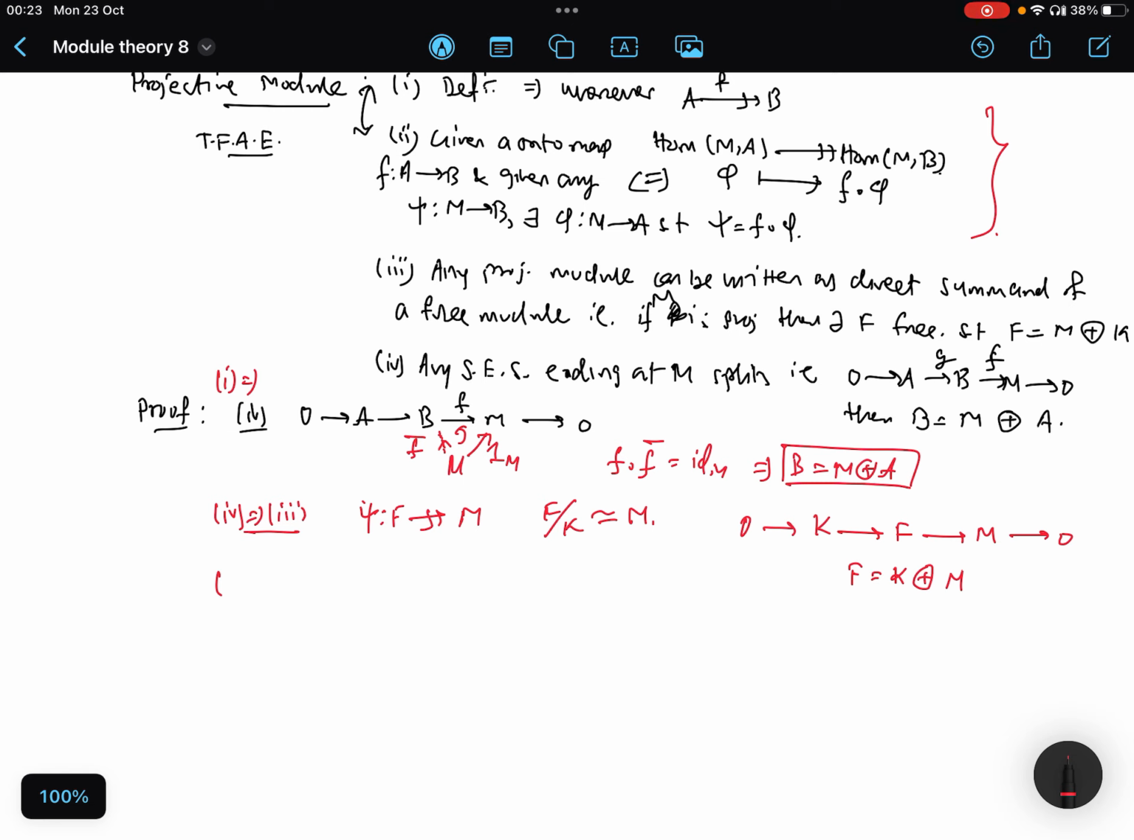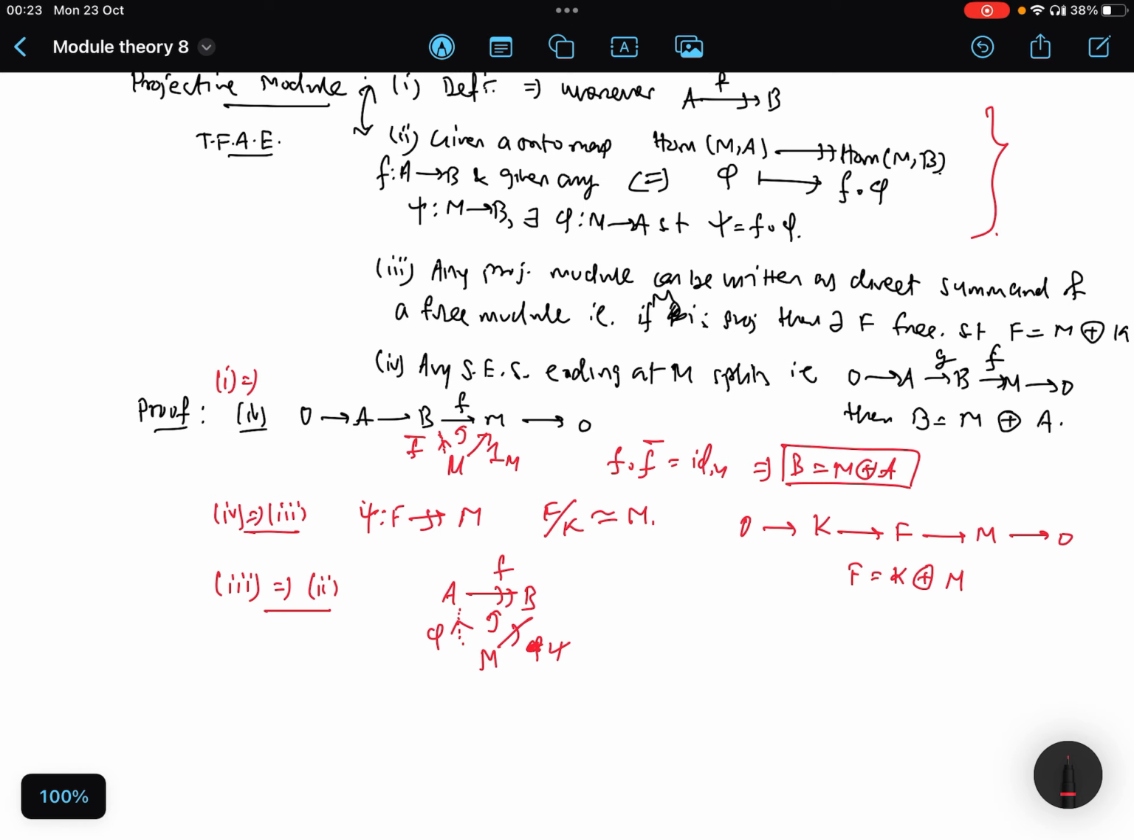So, let's do this one. Let's start with a surjective map f from A to B, and a map psi from M to B. We need a map from M to A such that this diagram is commutative.